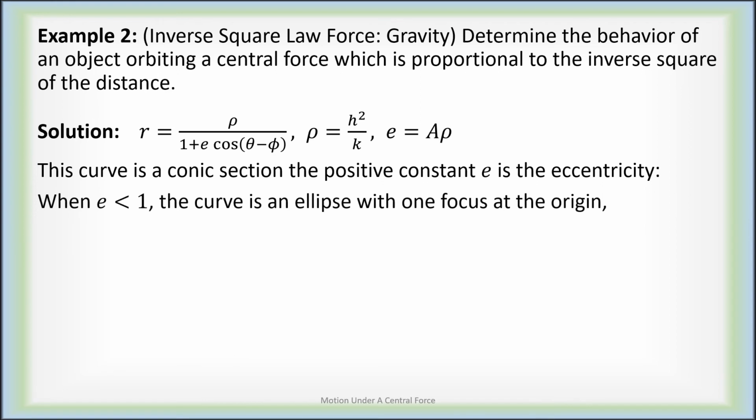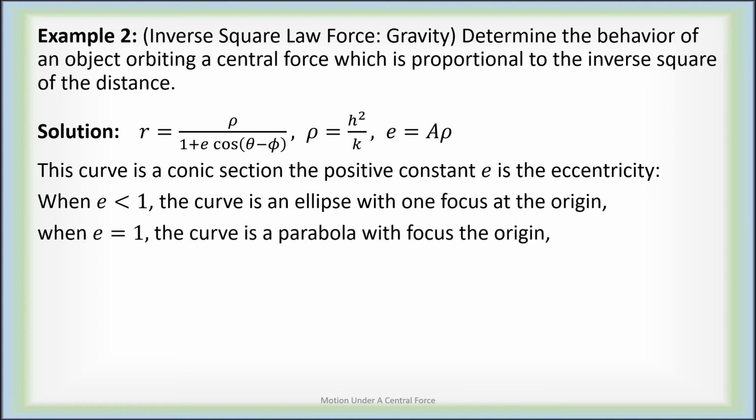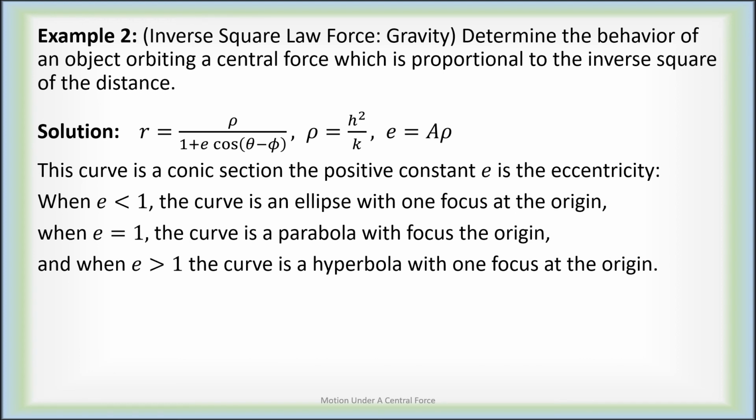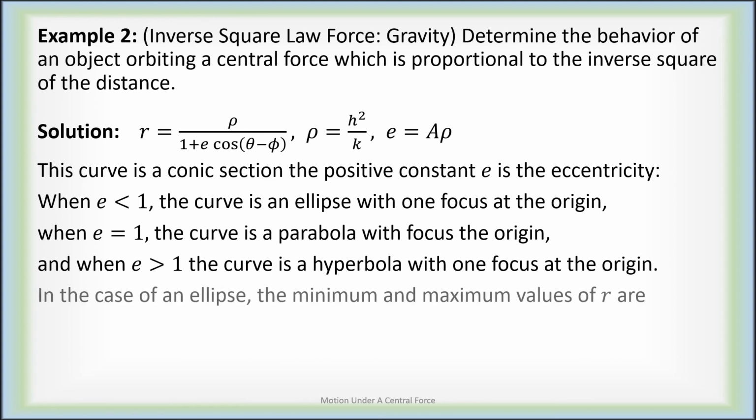If the eccentricity is less than 1, so capital A times rho is less than 1, the curve is an ellipse. One of the foci of the ellipse is the origin. When e is equal to 1, the curve is a parabola, and the one focus is the origin. And when e is bigger than 1, the curve is actually a hyperbola with one of the foci at the origin. In the case of an ellipse, what are the minimum and maximum values of r? What are the closest and furthest from the origin that the object gets?